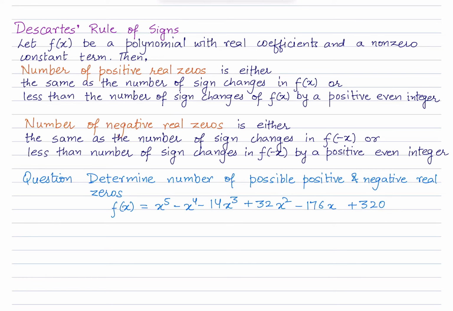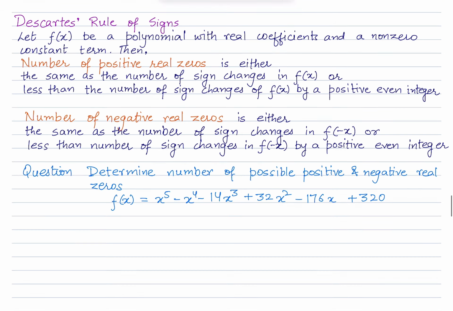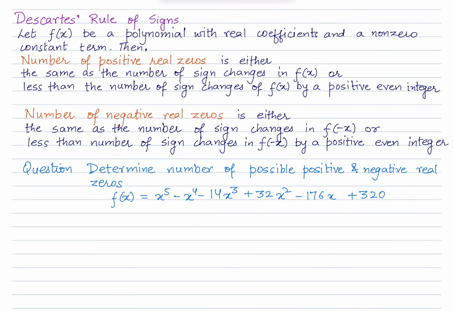Descartes' rule is going to help us determine the possible number of positive, negative and imaginary zeros. So let's work on this problem. First we will check sign changes in f(x). The first term is positive, then the second term is negative. So, one sign change.